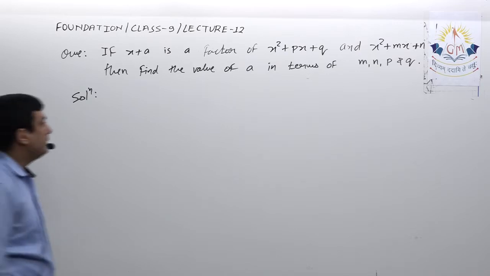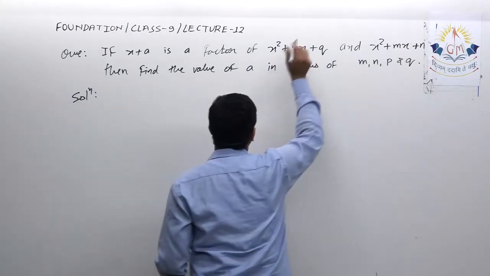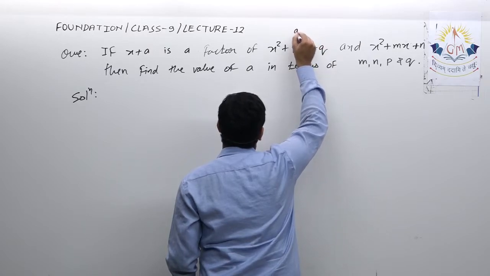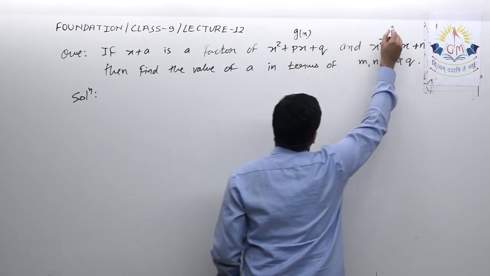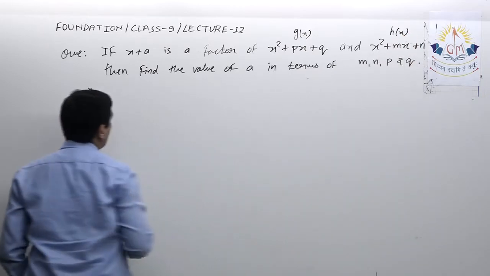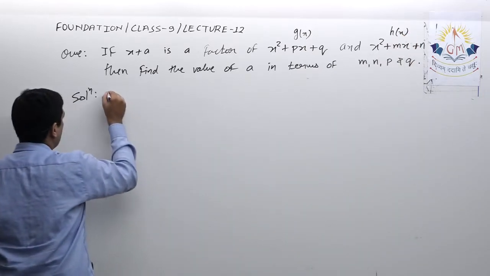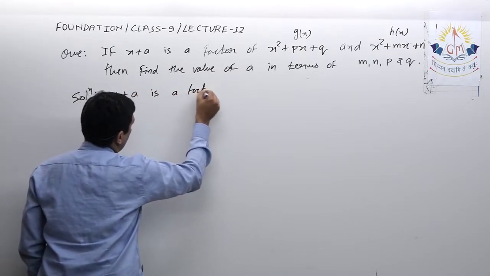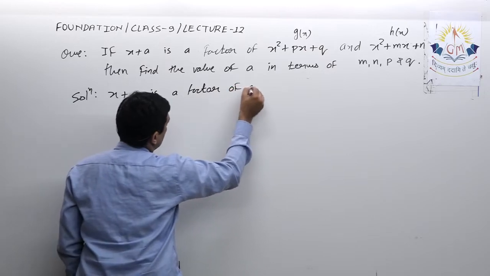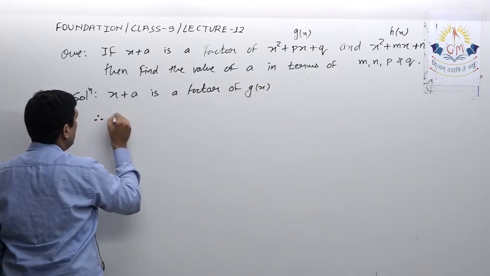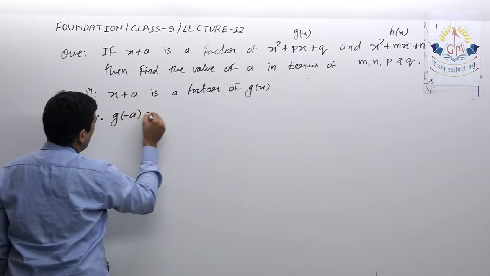It is not that much difficult. First of all, let me say this polynomial is g(x), and let me say this polynomial is h(x). It is given that x plus a is a factor of g(x). Therefore, I can say g of minus a is equal to 0.